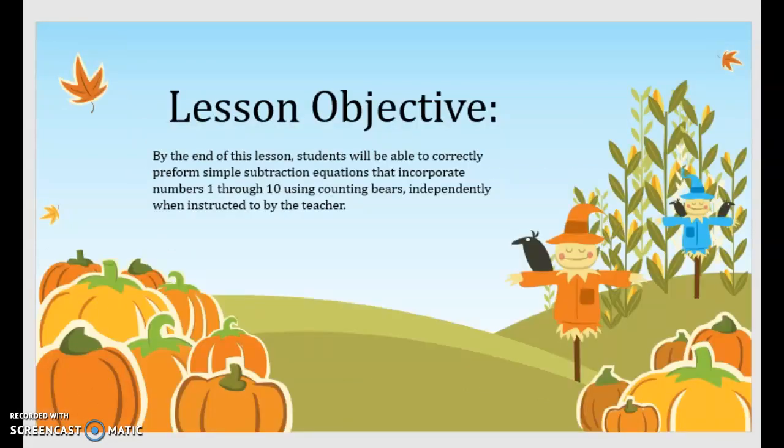The objective for this lesson is that students will be able to correctly perform simple subtraction equations that incorporate numbers 1 through 10 using counting bears independently when instructed to by their teacher.